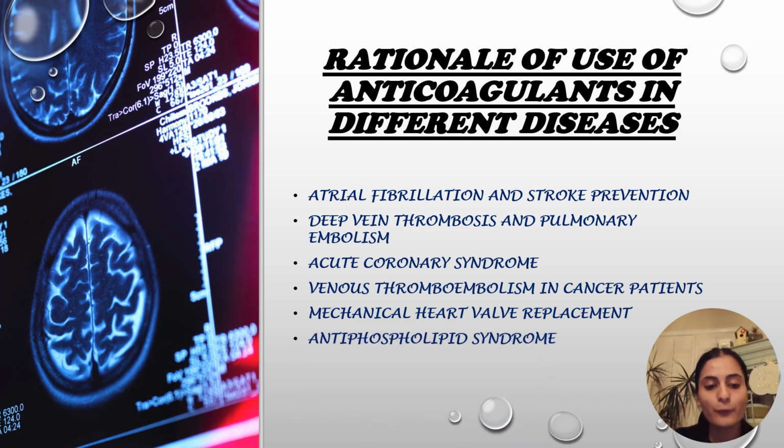Next is antiphospholipid syndrome. This is an autoimmune disorder which increases the risk of blood clots, including deep vein thrombosis and stroke. So anticoagulants are used to prevent and manage these types of clots in patients with antiphospholipid syndrome.